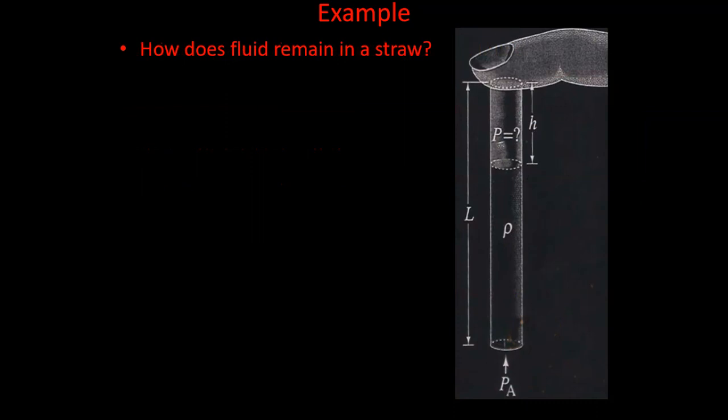Well, what variables do we have to work with? We have some height h that the fluid is actually occupying. We have a length of our vessel and, of course, the density of the fluid in the straw. We have a pressure acting on the bottom here, and we have some pressure that's in the vessel between the fluid and the finger. Other things we have to consider: we have an area, and that is the cross-sectional area of this system.